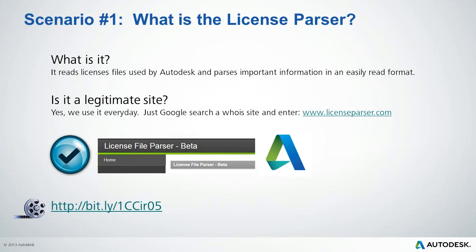If you load that site into a whois search, it will say that it's owned by Autodesk. To give you some history, the reason it's been beta for so long is that it runs on CGI scripting. Because it's a CGI script and not a Windows type of script, like .asp on a web page, we can't put it on the main Autodesk site. The EIS department won't support it because they don't support CGI scripting. So that's the history of why the license parser site is a beta.